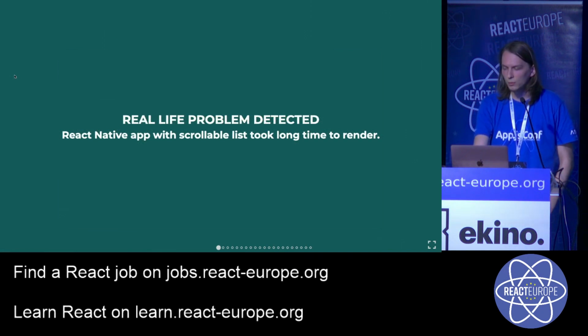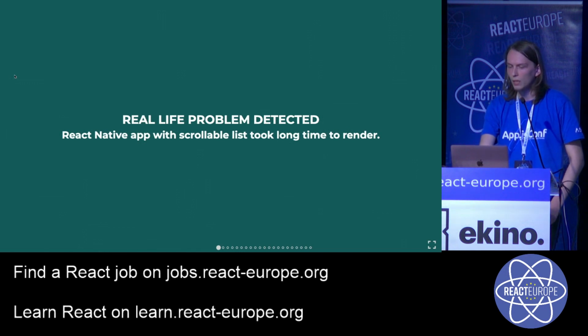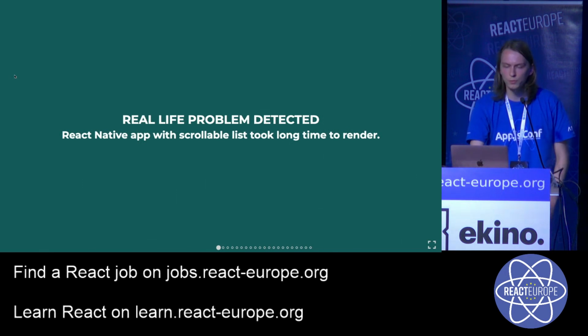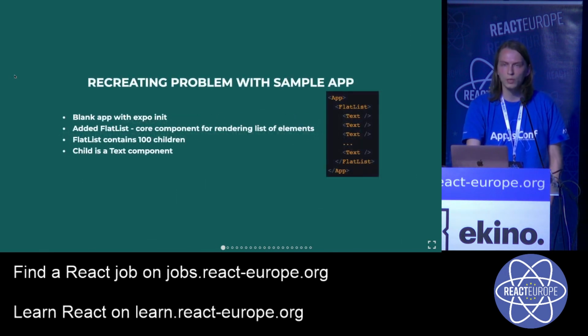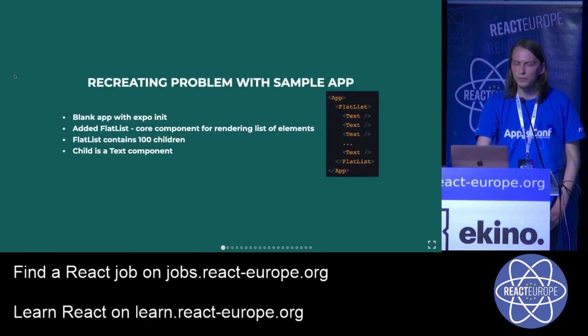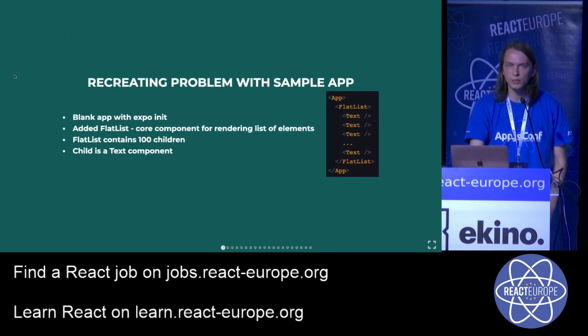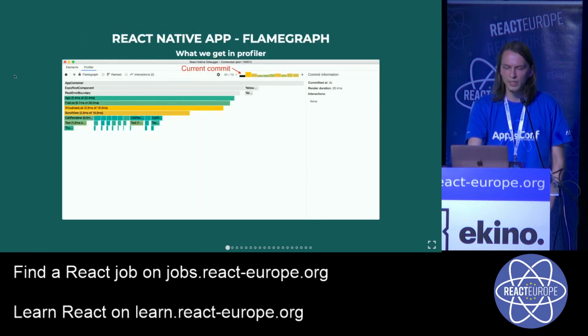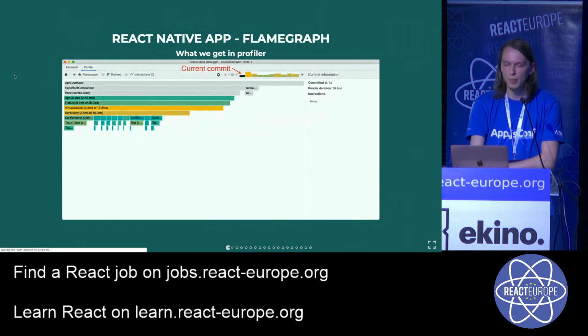Let's talk about some real-life problem. So I had a React Native application which took a long time to render because of a long list of elements. So I recreated the problem with an expo init blank application. I added a flat list there with 100 child components, which were simple text components. Here's what we get in the profiler.